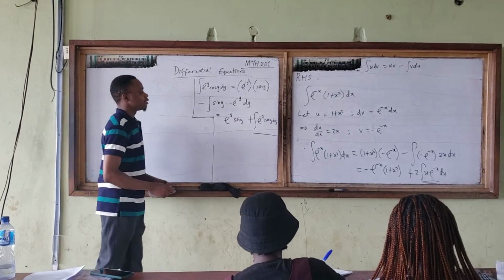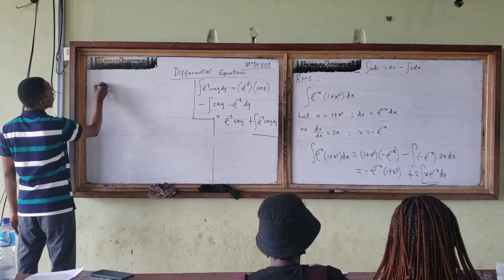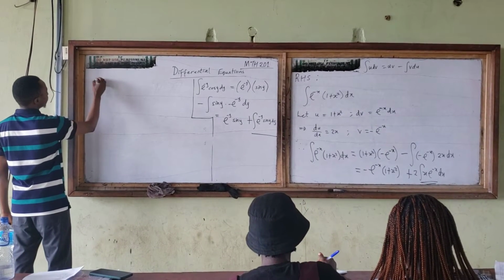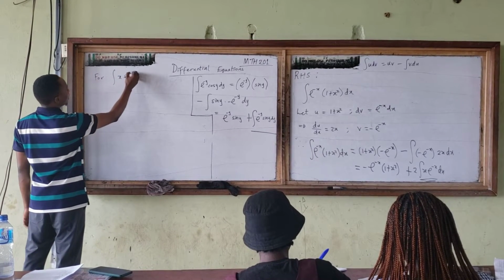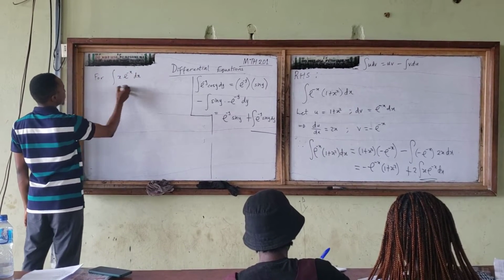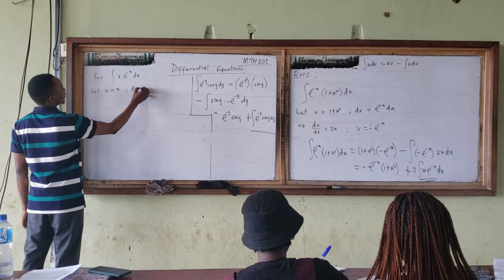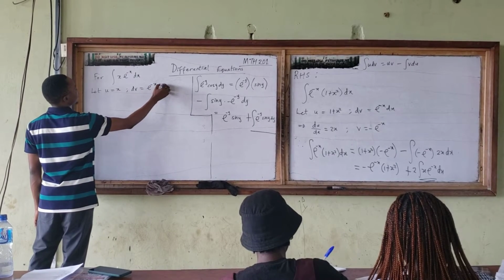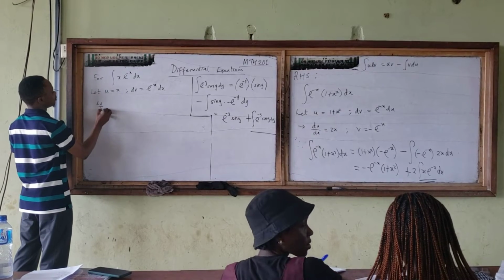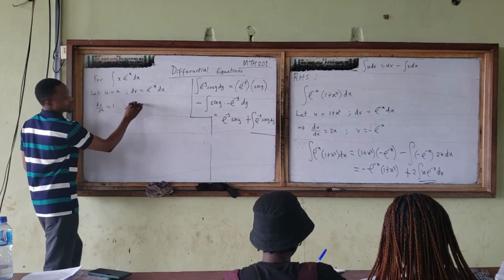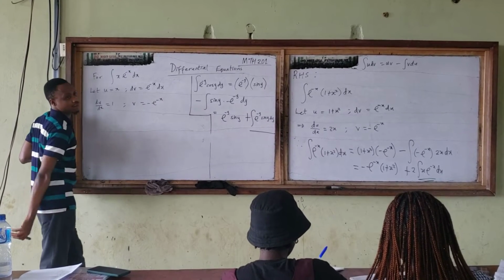Again, for that second part, the integral of x e raised to power minus x dx, we say let u equal to x and dv equal to e raised to power minus x. Yes, pay attention, please pay attention. Then we will have du over dx equal to 1, and in this case, v will be equal to, as usual, minus e raised to power minus x.